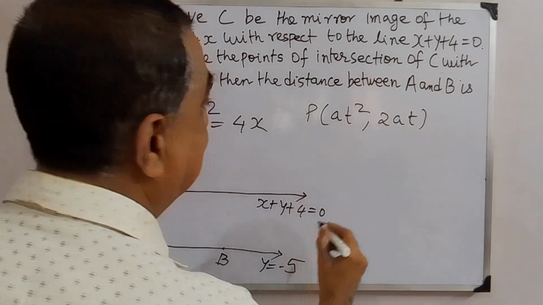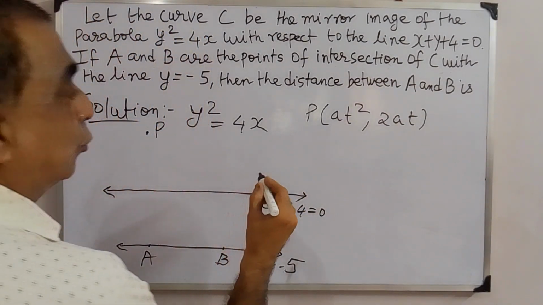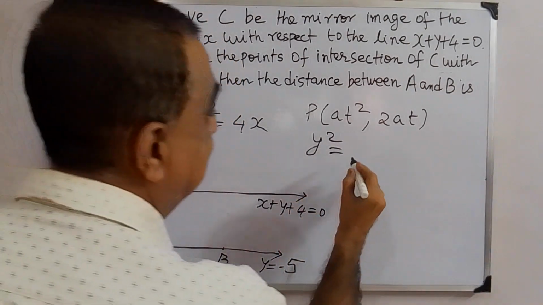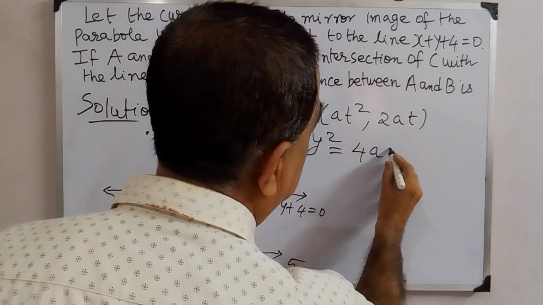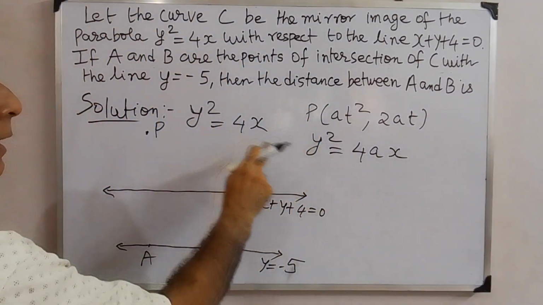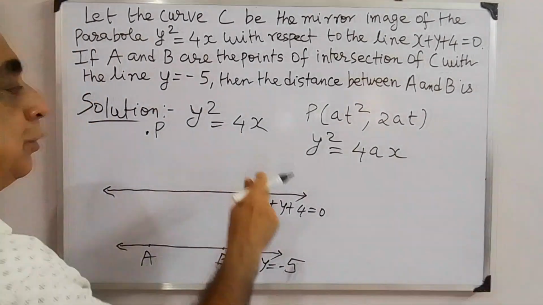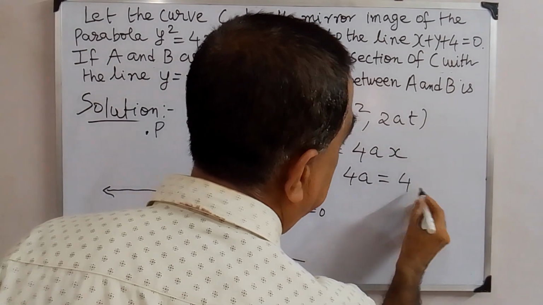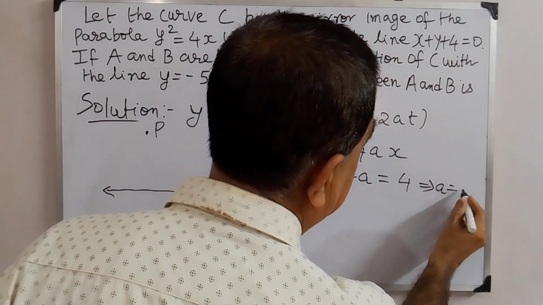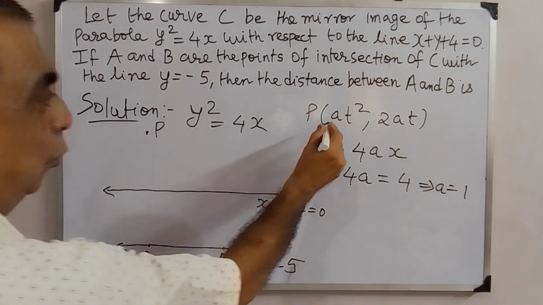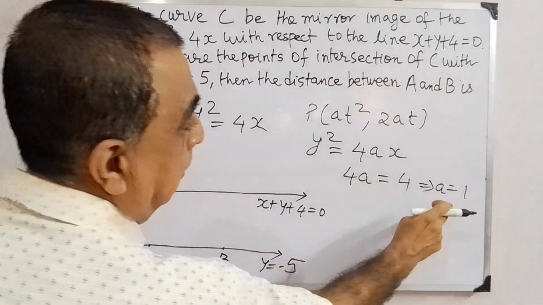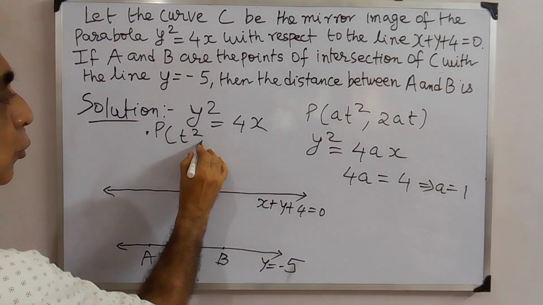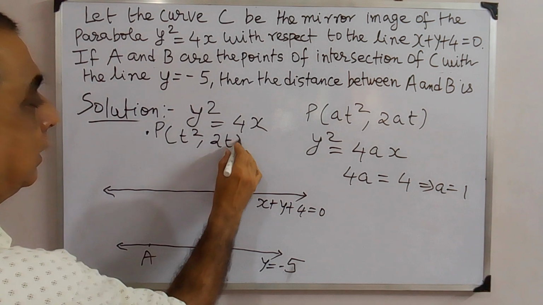So what is a here? The standard form of the equation of the parabola is y squared equals 4ax. When we compare this equation with the given equation, we get 4a equals 4. So what will be the value of a? The value of a will be 1. So when we place the value a equals 1 here, the coordinate will be (t squared, 2t).